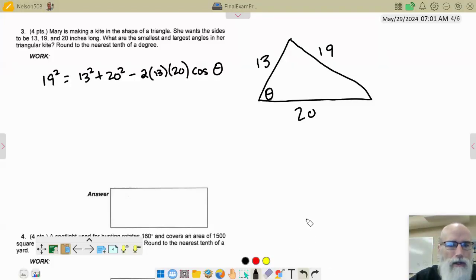Problem number 3. It's a law of cosines problem. That's what they're trying to give us. I think on one of the years they messed it up again and didn't do a law of cosines, but we'll look at that here in just a second. You set the law of cosines like that.